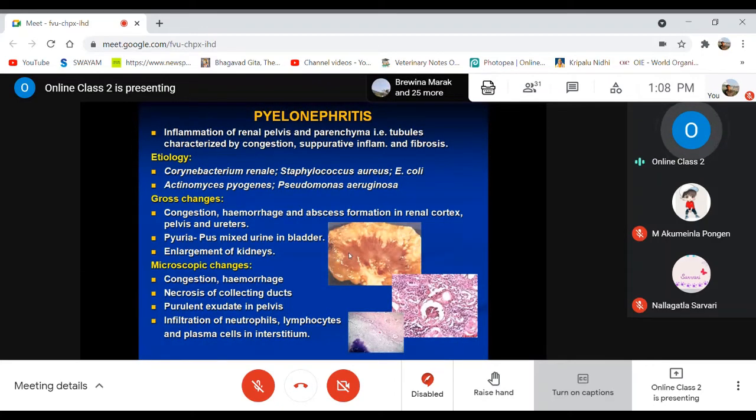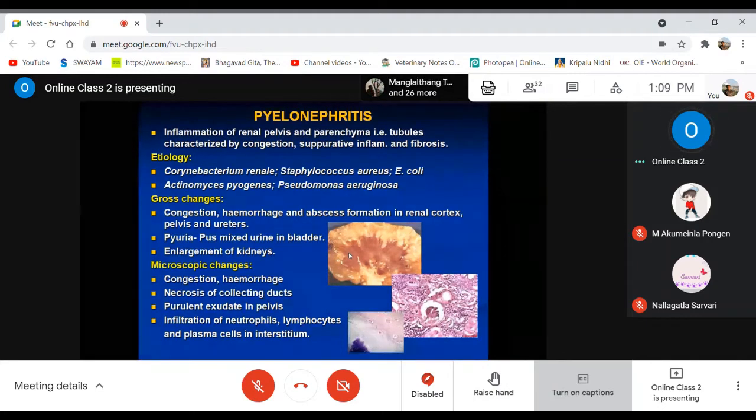It is mostly caused by pyogenic organisms like Corynebacterium renale, Staphylococcus aureus, E. coli, Actinomyces pyogenes, then Pseudomonas and others. Grossly, if you see the affected kidneys, they are usually congested. Some may show hemorrhagic lesions, and mostly abscess formation in the renal cortex, pelvis, as well as the ureters. The urine present in the urinary bladder is mixed up with pus. Okay, pus mixed urine will be there in the urinary bladder.